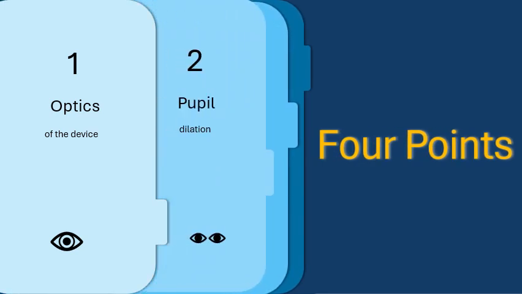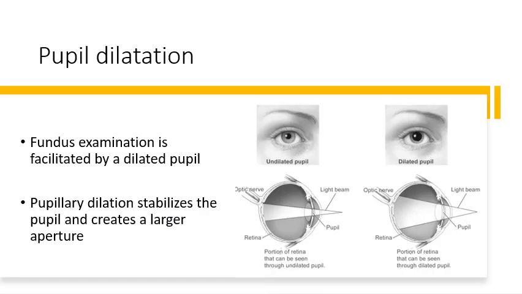The second point to be covered in this lecture is how to do the pupil dilation. First of all, we need to know that the pupil dilation is mandatory to increase the field that we see in the fundus of the patient. So without dilation, we can only see a very small part of the posterior pole. This gets better with proper pupil dilation.